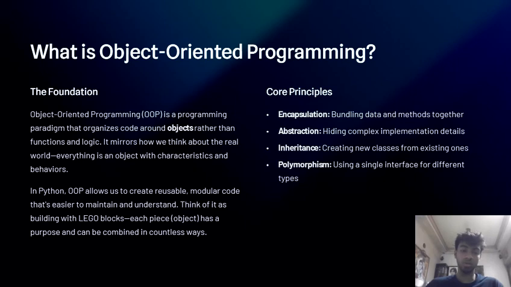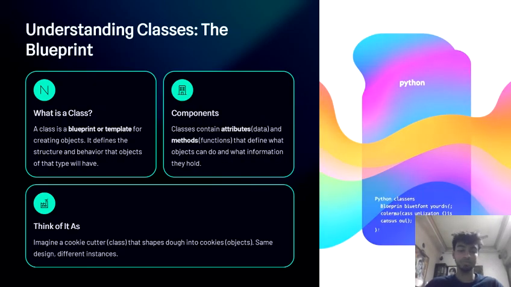Now let's talk about the core principles of OOP. OOP is based on four core principles: encapsulation, that is, bundling data and methods together; abstraction, hiding complex details and showing only what's necessary; inheritance, reusing existing code by creating new classes from old ones; and polymorphism, using one interface for multiple data types. These four ideas form the foundation of how we design OOP systems.